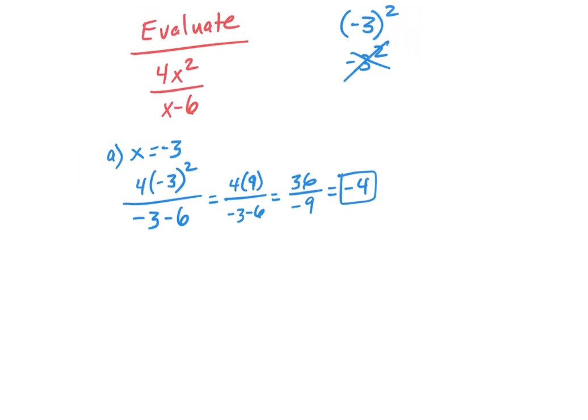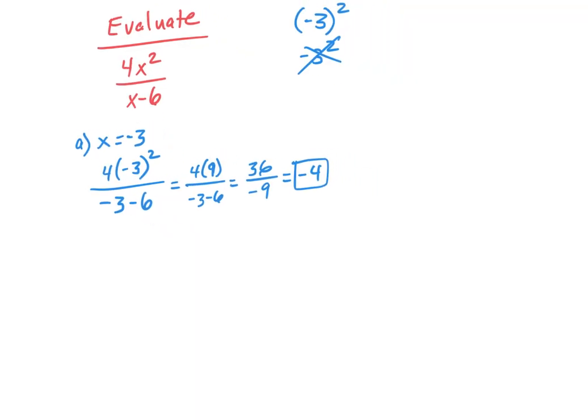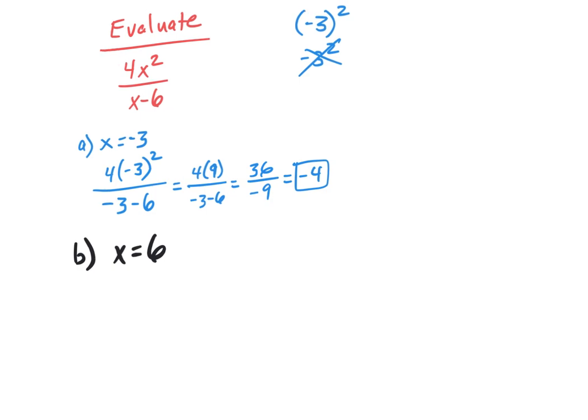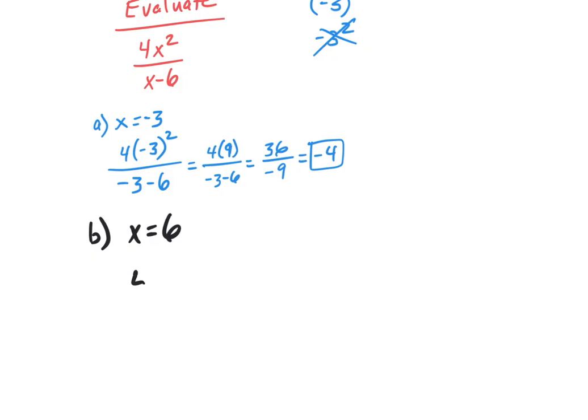Okay, now, here's what's going to happen sometimes when we do these evaluation problems. Let's plug in x equals 6. So we're still using the same expression, but now we're plugging in a different number for x, just like we did on part A. So the first step always is, let's go ahead and plug it in. So this would be 4 times 6 squared over 6 minus 6.